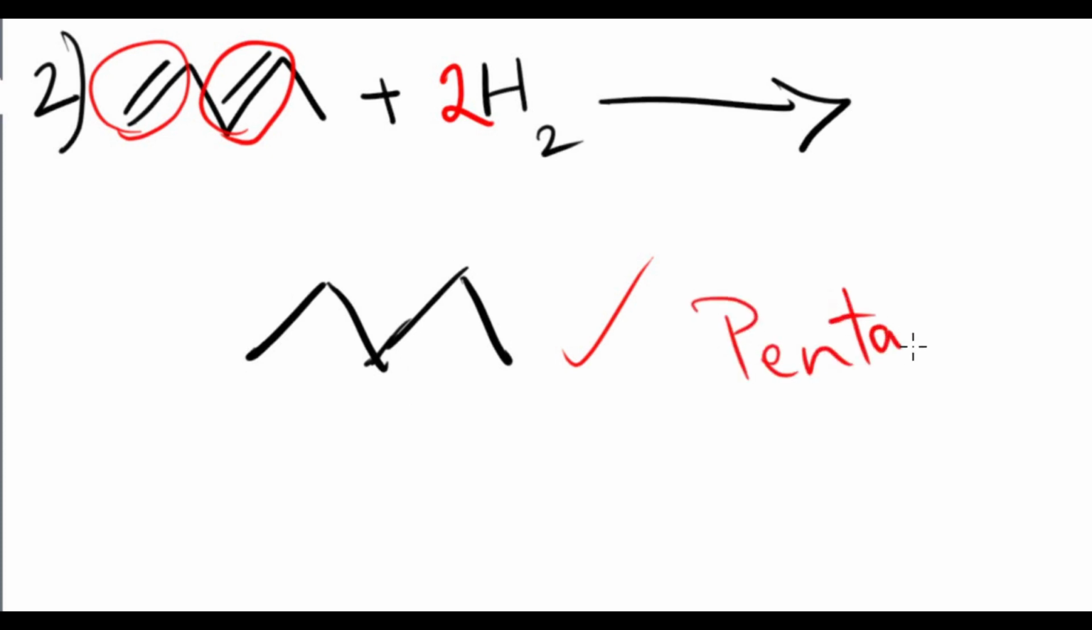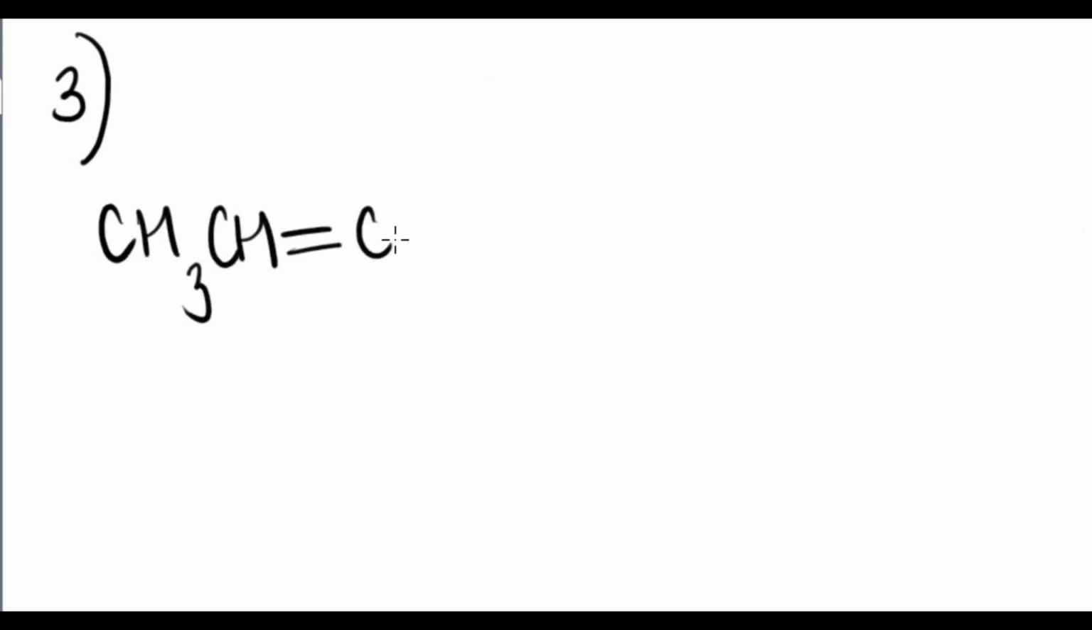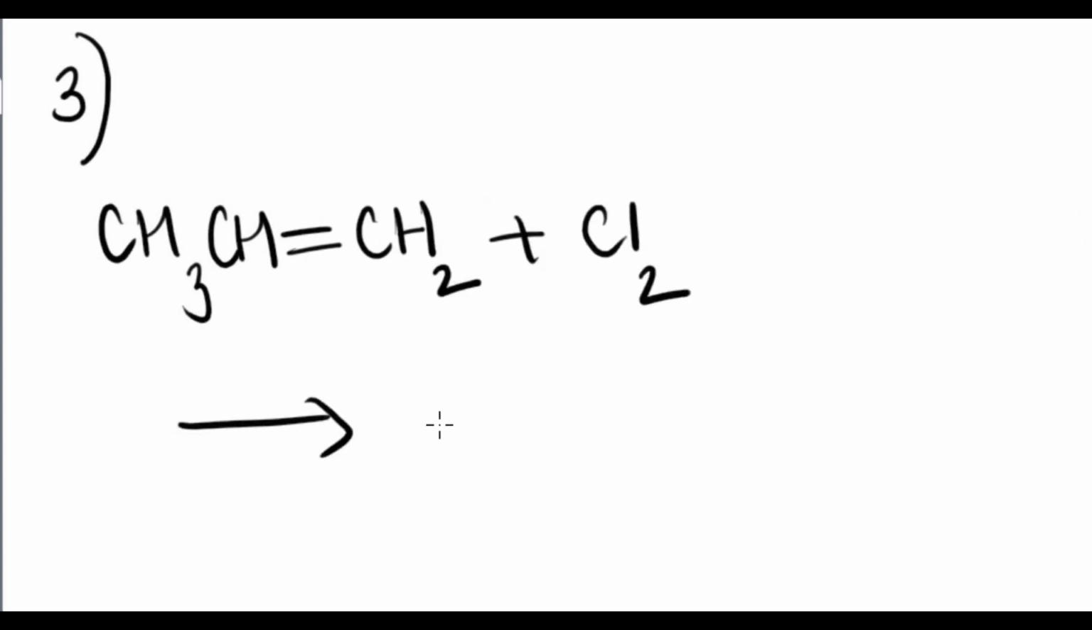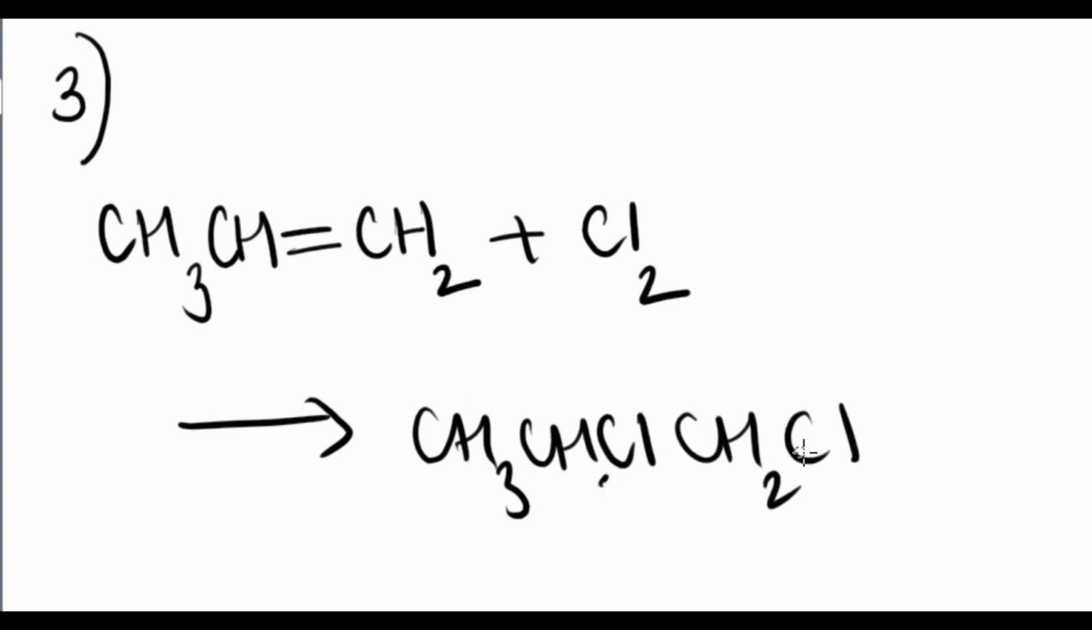And our final question, we had to show the chlorination of propene. So propene's got a double bond. You will break the double bond because alkenes have addition reactions. Once you break the double bond, you're going to get two chlorine atoms, one on each carbon that initially had the double bond, and then you're going to get 1,2-dichloropropane.